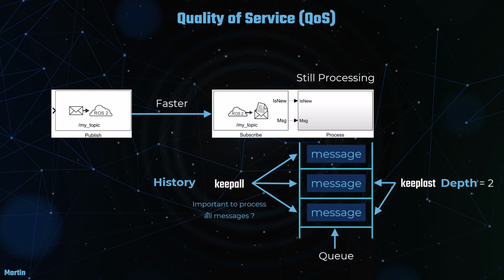If the history is set to keep last, the ROS2 network will store only the most recent samples, with the number determined by the configurable queue depth option. For example, if the depth is set to 2, the queue will retain only the last 2 messages.